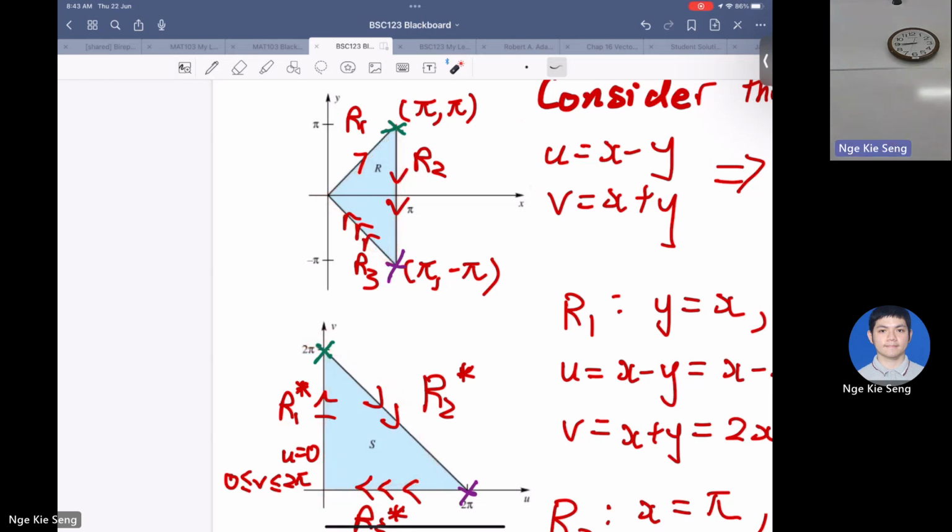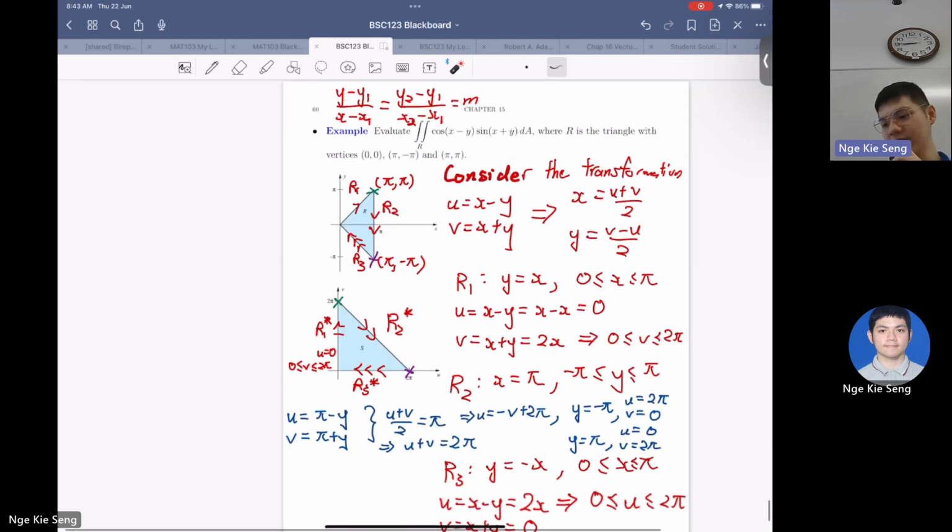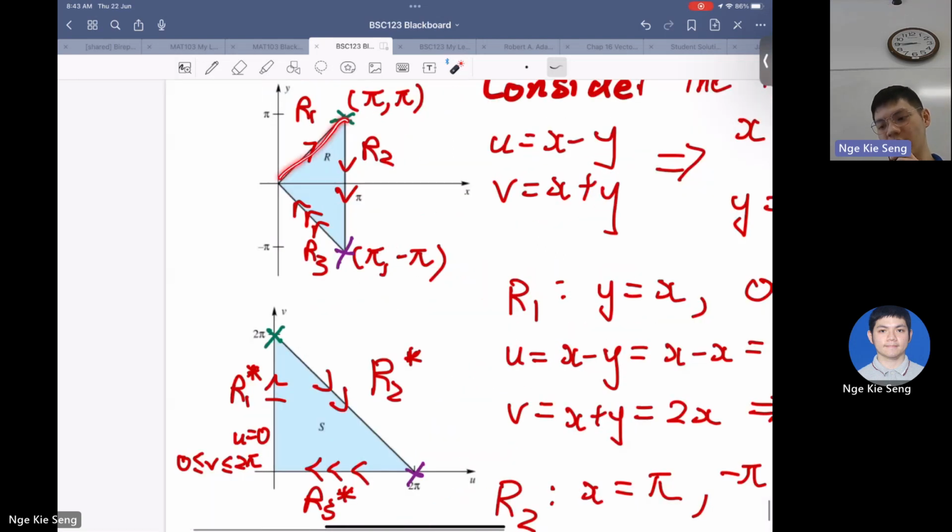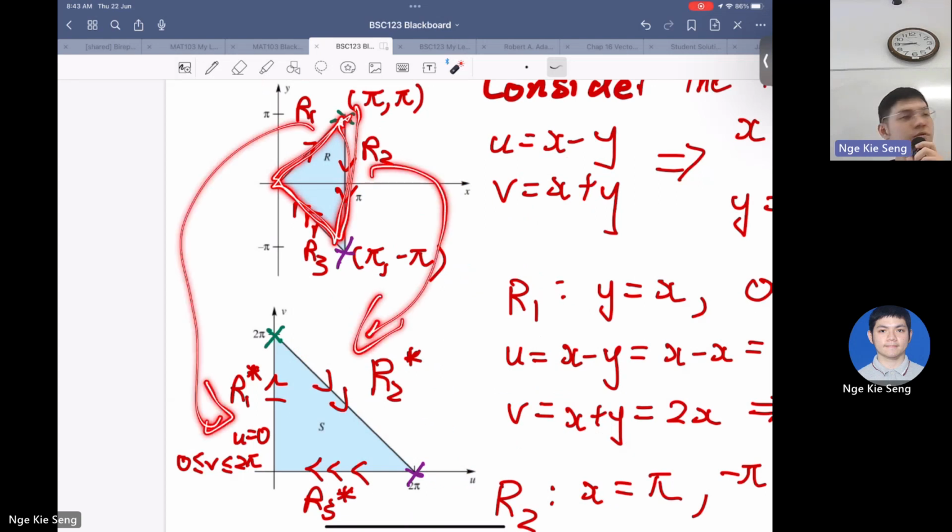But for the purpose of this course, I think you just need to check the boundary. How to check the boundary? This is what we did. You have this domain, you get the boundary, and then you see where the boundary is mapped to.